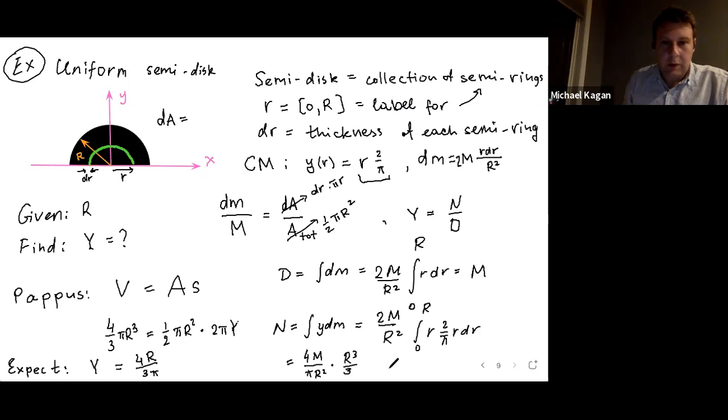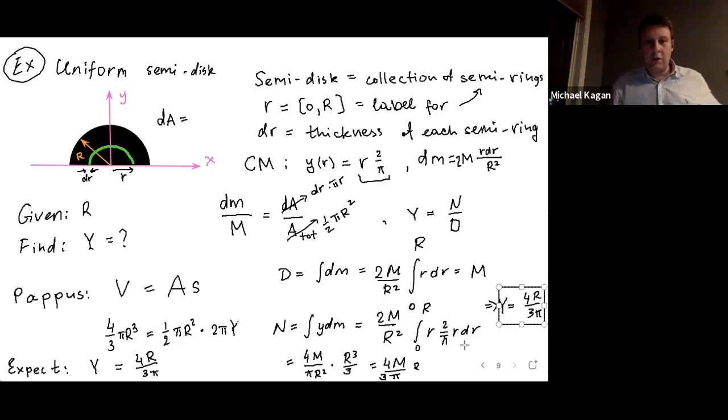Yep. Very good. So let's just simplify it. Cancel a factor of r squared. So we get 4m over pi, r over 3. Now from here, we get that y equals n divided by d, which is just m. So we get 4r over 3 pi. Is that right, folks? Is that what we expected? Good for the theorem. It works.